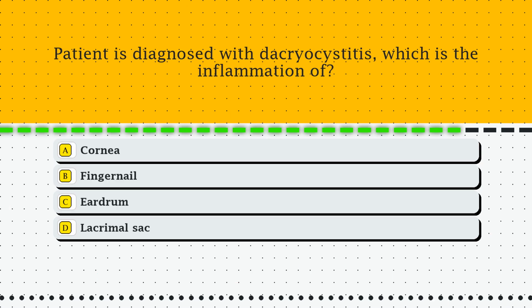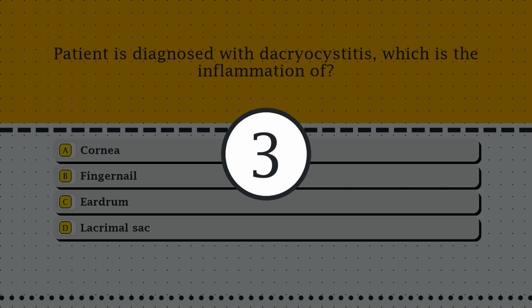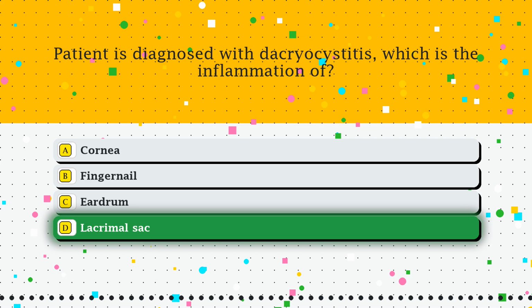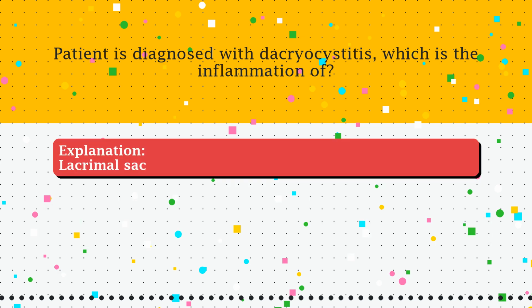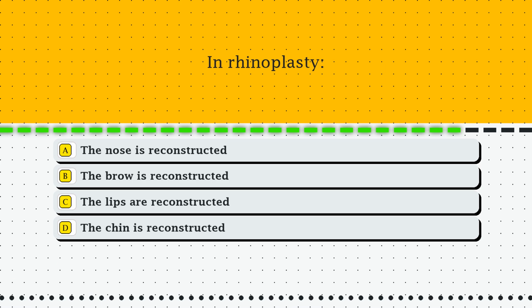Question 3. Patient is diagnosed with dacryocystitis, which is the inflammation of: Option A, cornea. Option B, fingernail. Option C, eardrum. Option D, lacrimal sac. The correct answer is option D, lacrimal sac.